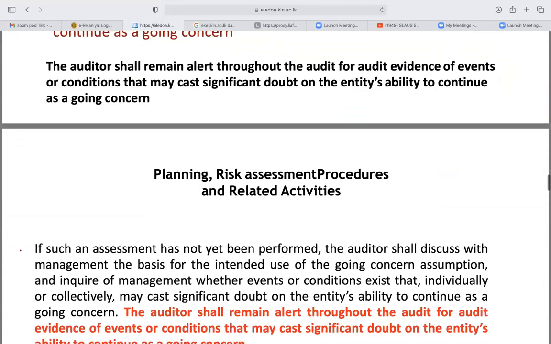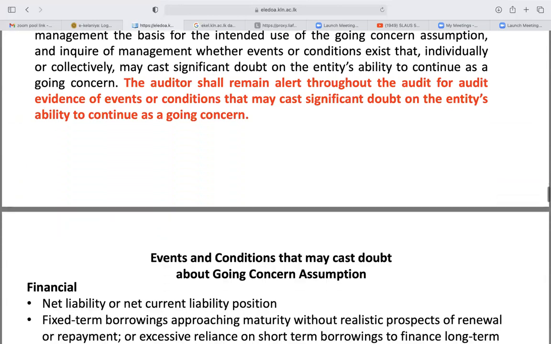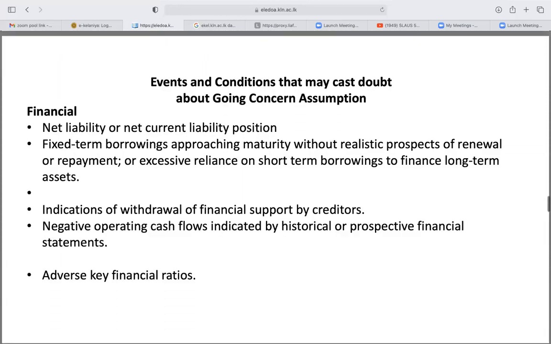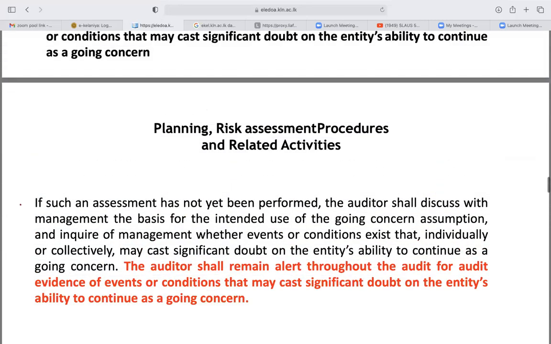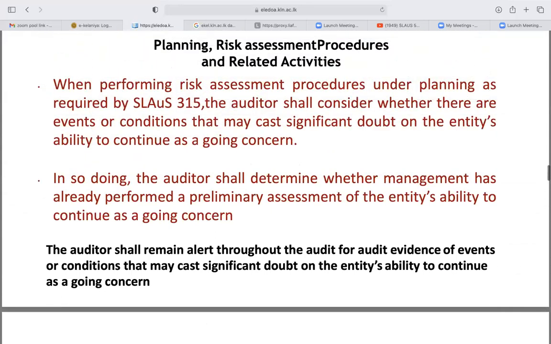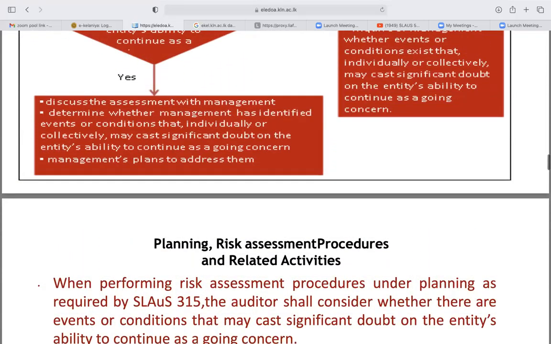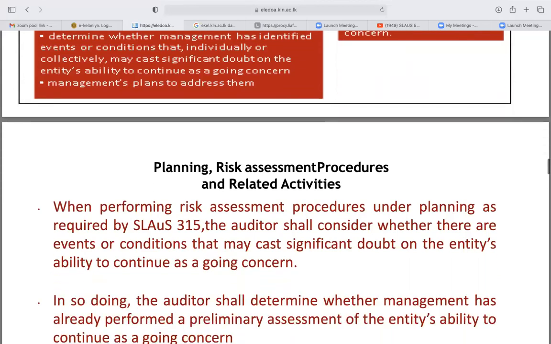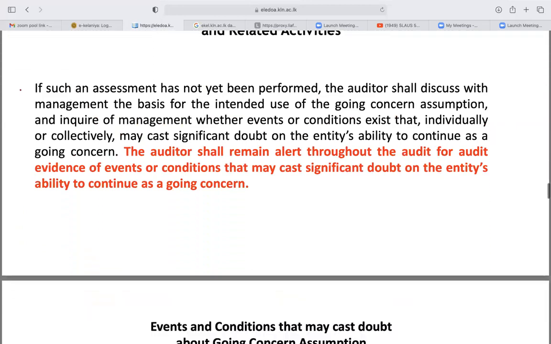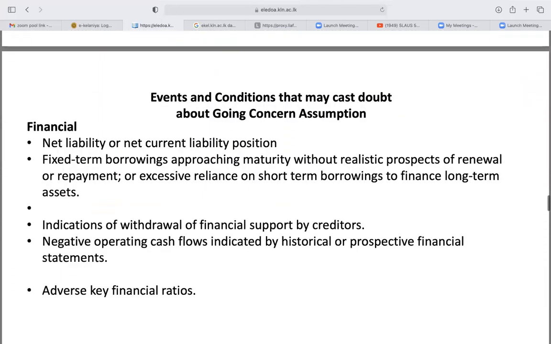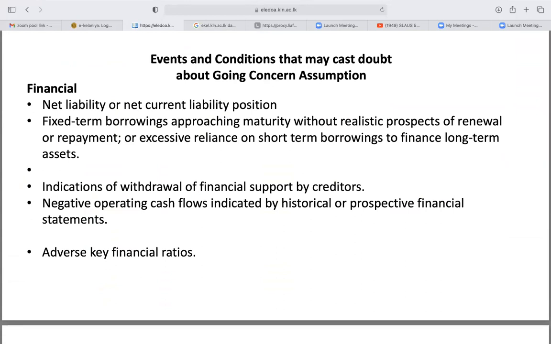The same thing is discussed here. Okay. So next, events and conditions that may cast doubt about the going concern assumption. You can read these two slides and understand what I have discussed in the last two. Yes, what I have explained in this graph is elaborated in these two slides. So you can read them, right? Because of the time limitation, I'll move on to the events and conditions that may cast doubt about the going concern assumption.